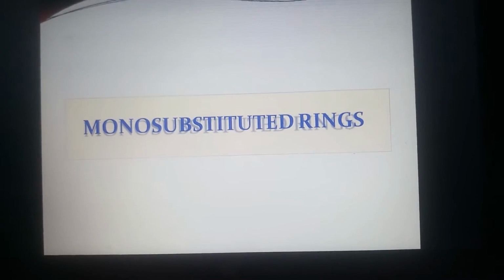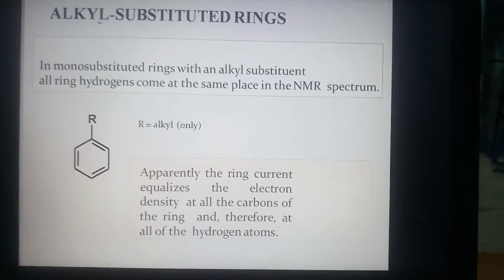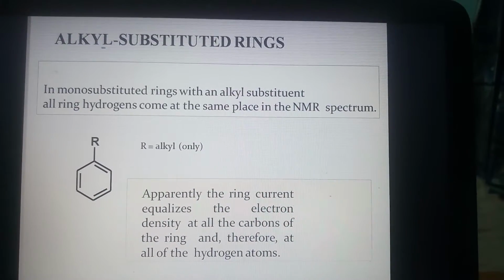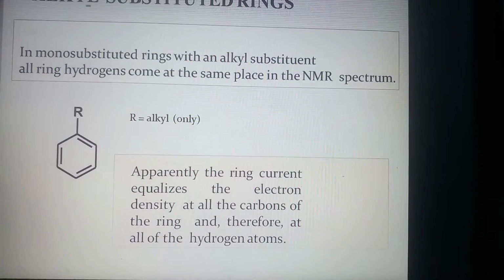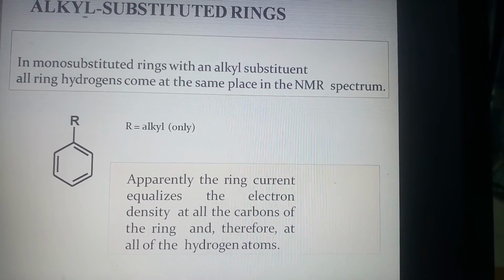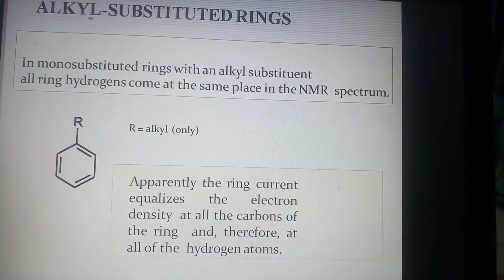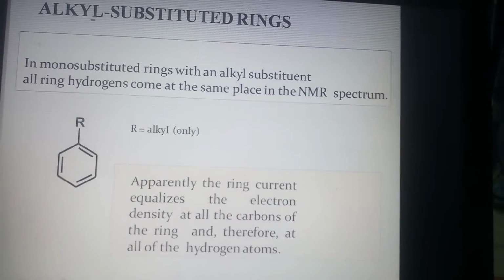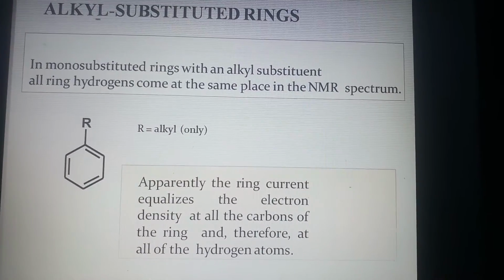Now in case of monosubstituted rings, if the substituent is an alkyl one, all ring hydrogens come at the same place in the NMR spectrum, and it is for alkyl only. Here apparently the ring current equalizes the electron density at all the carbons of the ring, and therefore all of the hydrogen atoms will appear at the same place.